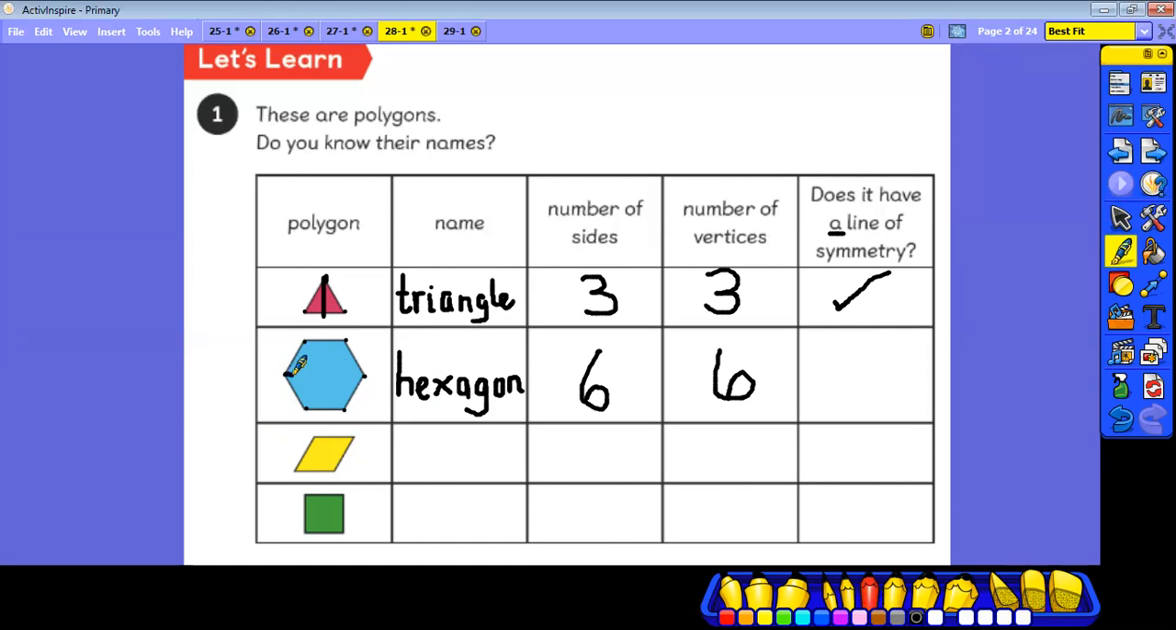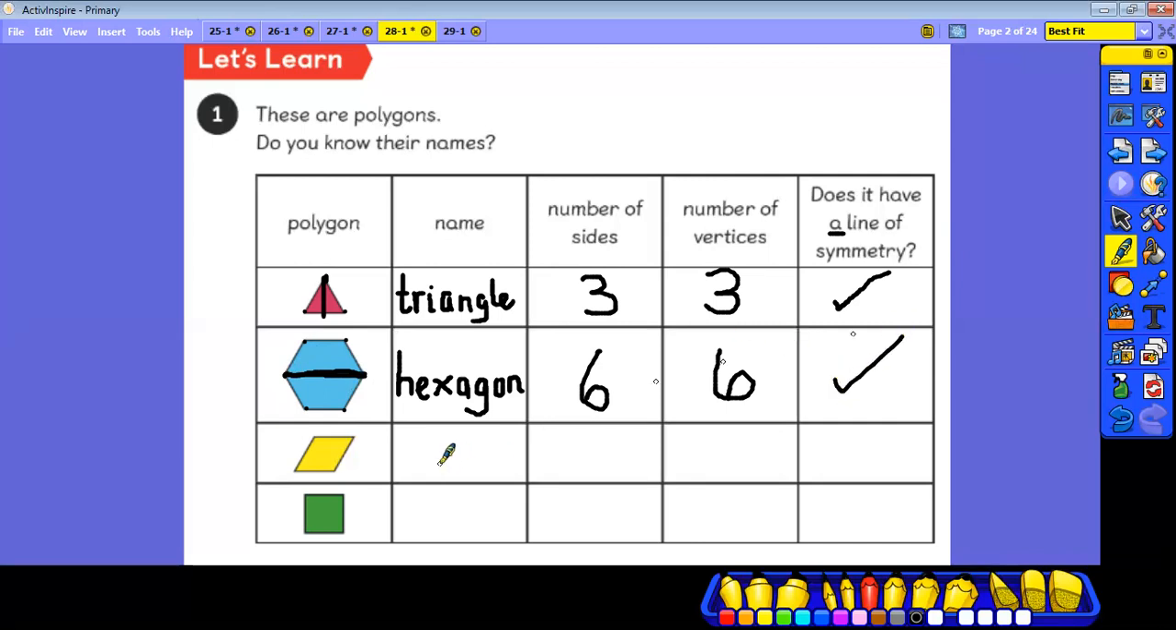Okay, so it's got to be a straight line across the middle. I don't think that's any straighter. Okay, so again, remember to use a ruler to make sure you get a straight line if you were asked to draw a line of symmetry. But you can see that if I fold it along that line, both sides are identical.